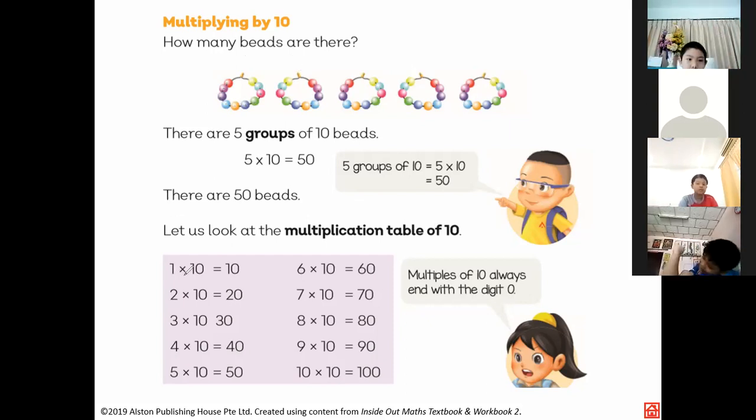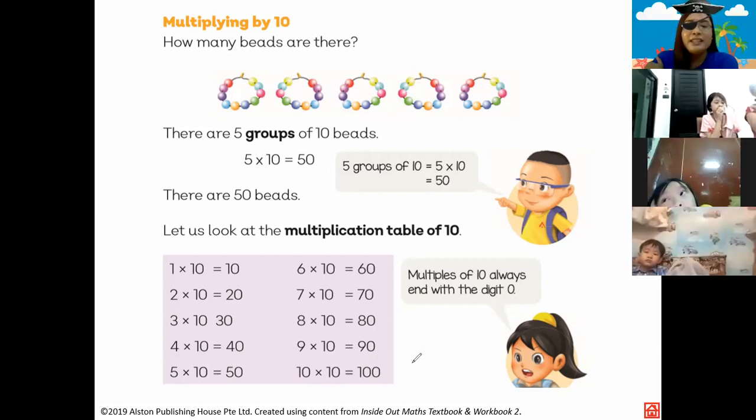All right, so now let us look at the multiplication table of 10. So we have 1 times 10, that's 10. 2 times 10, that's 20. 3 times 10, that's 30. 4 times 10, that's 40. 5 times 10, that's 50. 6 times 10, that's 60. 7 times 10, that's 70. 8 times 10, that's 80. 9 times 10, that's 90. 10 times 10, that's 100.